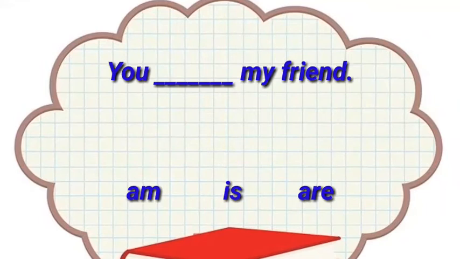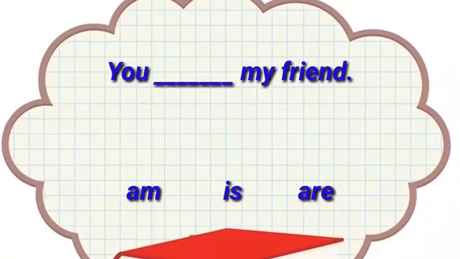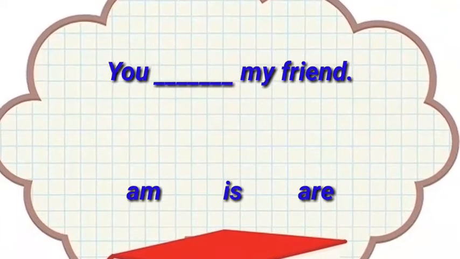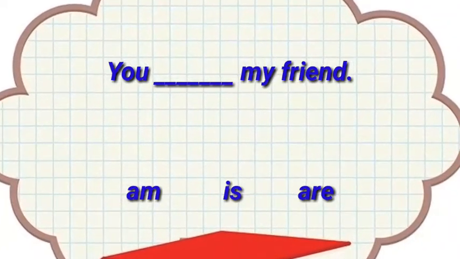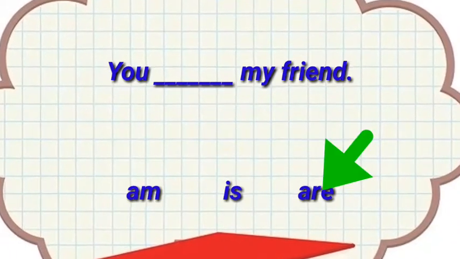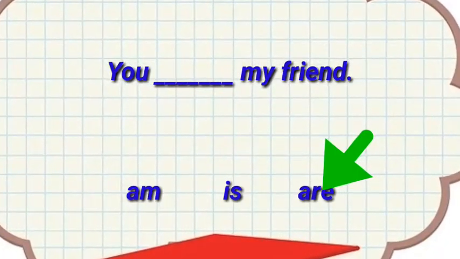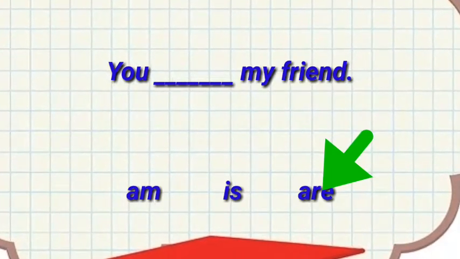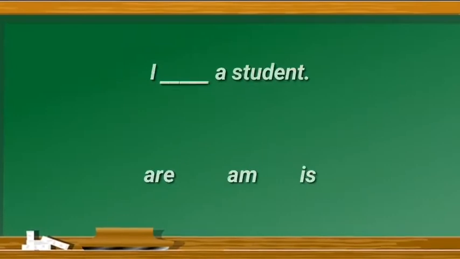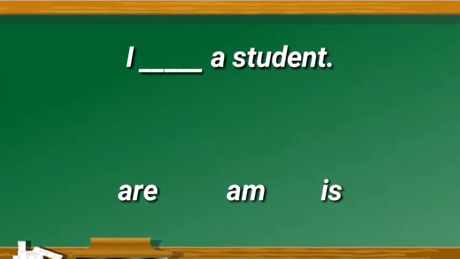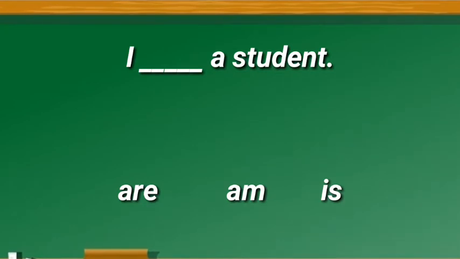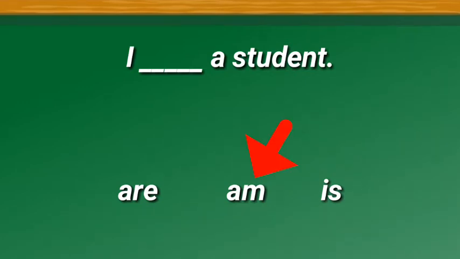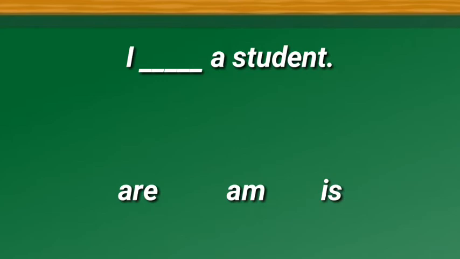The next one is you dash my friend. Am, is, are: there are three options. Is is for singular, am for I, and are is the right option. So you are my friend is the correct sentence. Are is the option. That is correct. The next one is I dash a student. Am, is, are: these are three options. So what is the right option? Stay with us and see. Yes, am is the right option. So I am a student. That is the correct sentence, and am is the correct option.